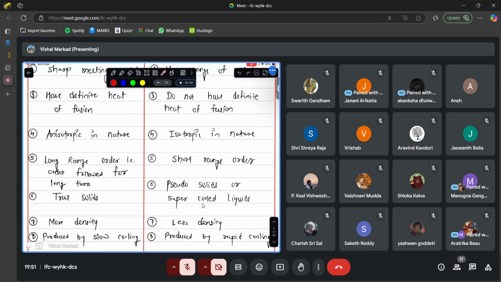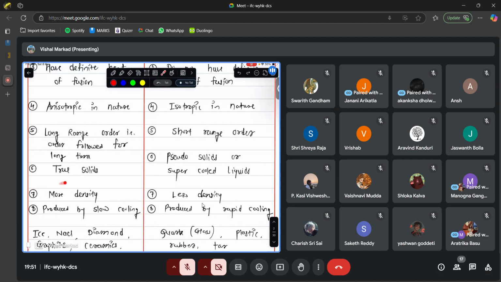The next is what? Crystalline we say is true solid, and this is pseudo or fake, or super cooled liquid. Density: crystalline will have more density while amorphous will have less. And you can remember the examples: ice, NaCl, diamond are examples of crystalline solids, while plastic, rubber, tire are examples of amorphous ones.